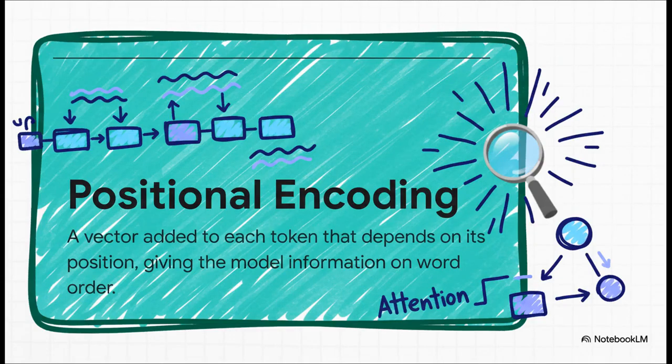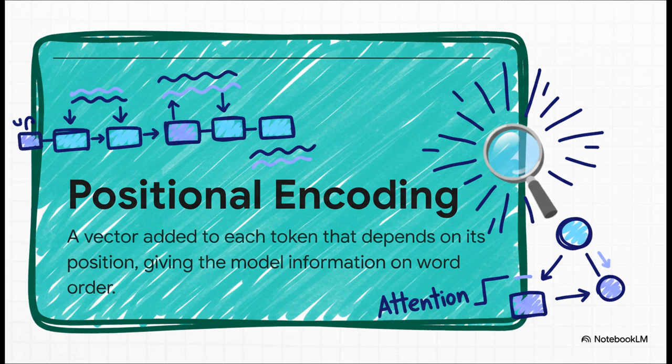The solution to this is just so elegant. It's called positional encoding. We literally add another piece of information, a little mathematical vector, to every single token that tells the model where it is in the sentence. It's like giving every word its own unique GPS coordinates. So the AI knows I is in position 1, 8 is in position 2, and so on.